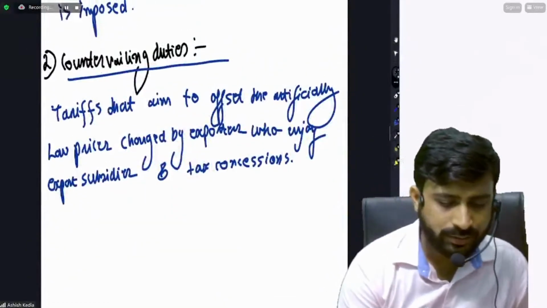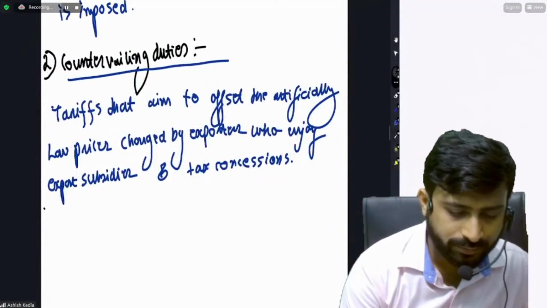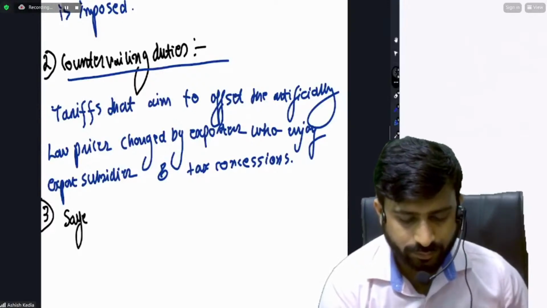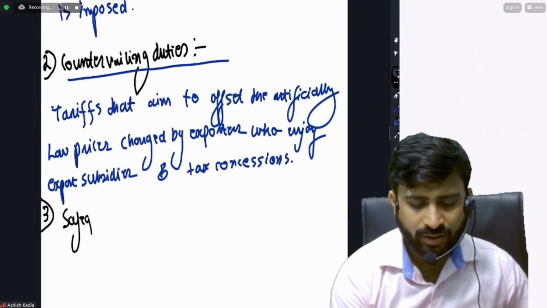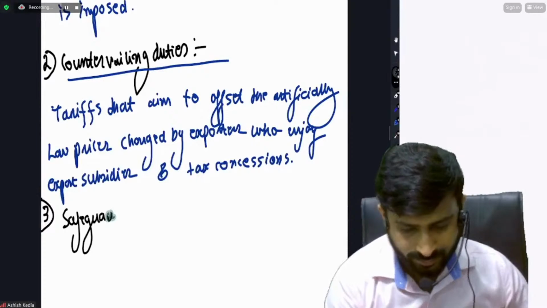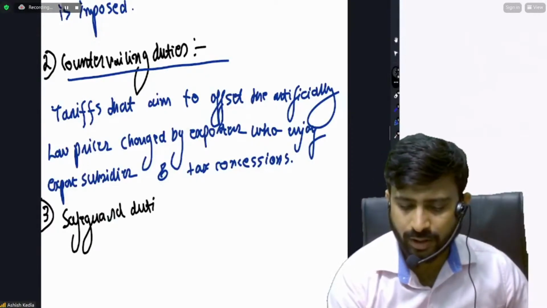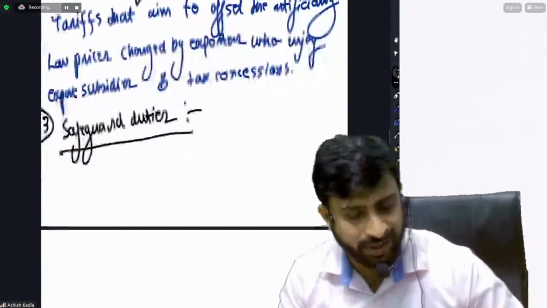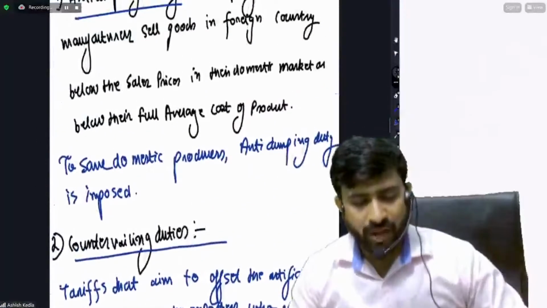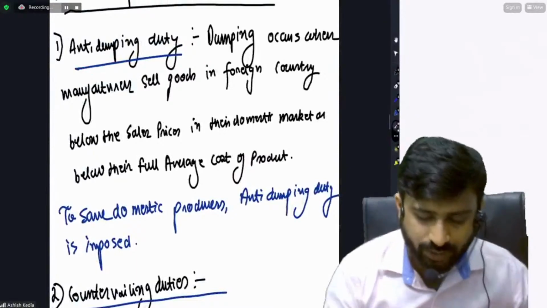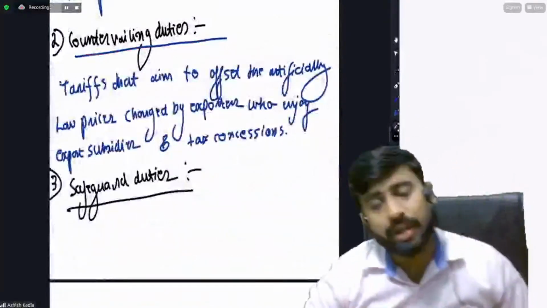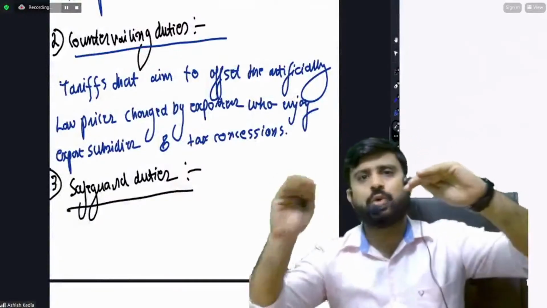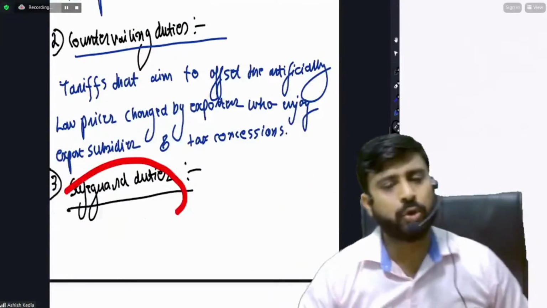And finally, safeguard duties. Friends, what happens in safeguard duty is, suppose even after imposing anti-dumping duty and countervailing duty, the imported commodity is still cheaper, then to make it equal to the domestic commodity, safeguard duty is imposed.